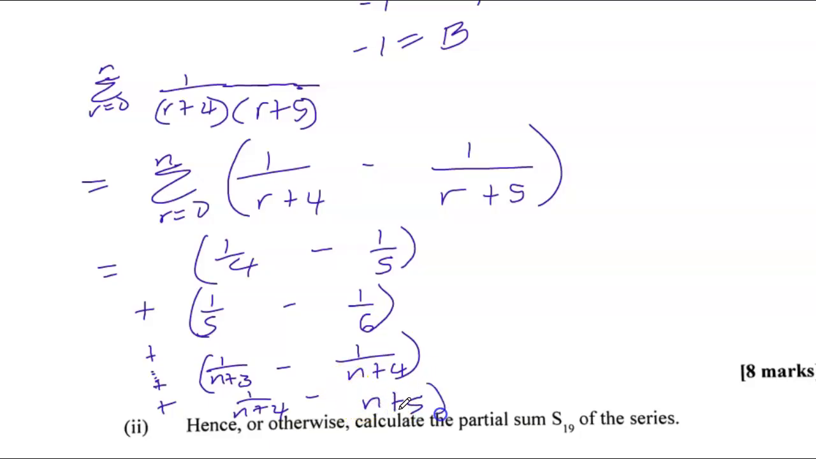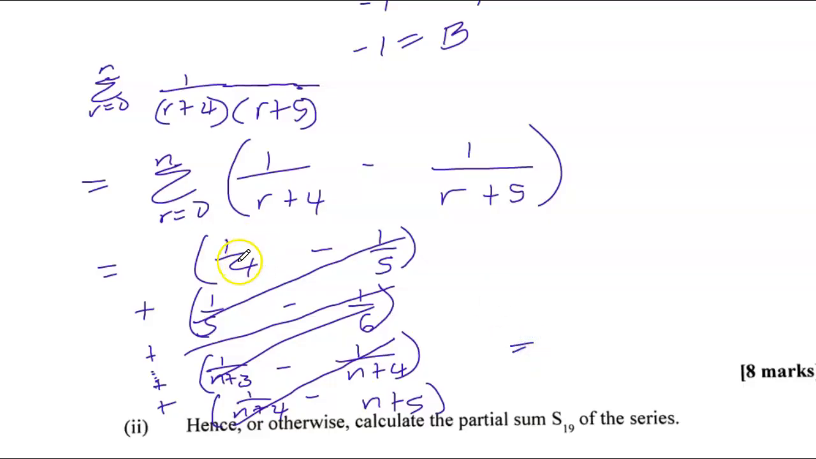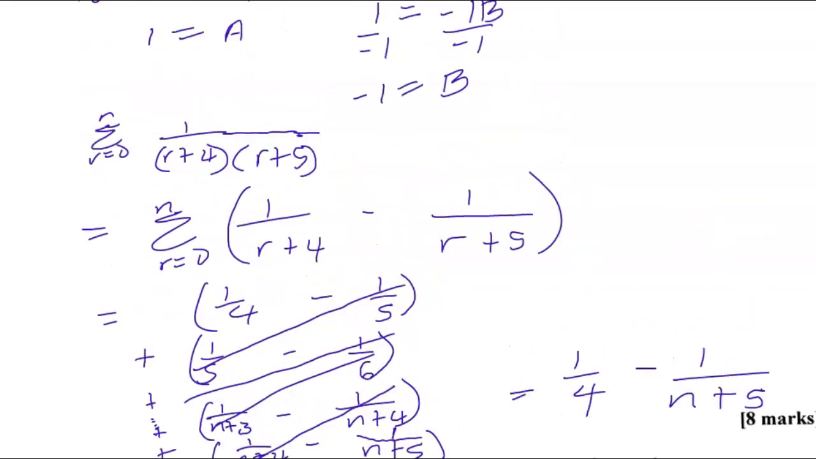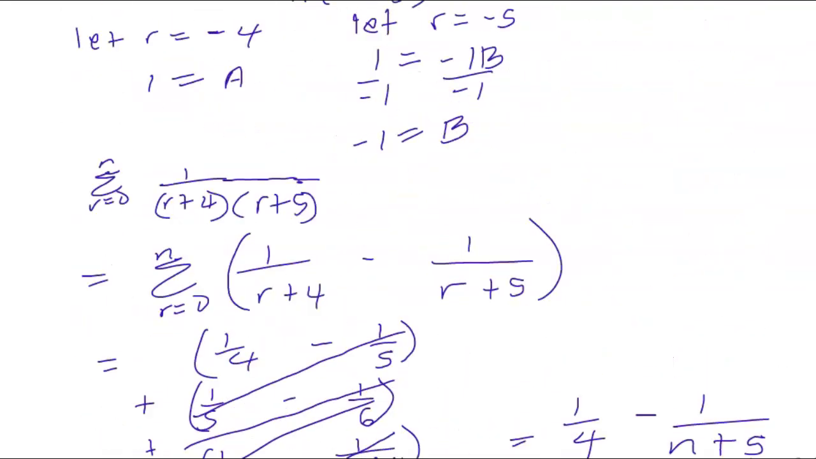And what you should notice here is something nice happening. This 1/5 cancels negative 1/5, and so on. This 1/6 cancels negative 1/6. Everything will cancel. 1 over n plus 4 cancels negative 1 over n plus 4. So what you'll be left with is the first term, a quarter, and the last value, minus 1 over n plus 5. Which is what we were asked to prove, right? A quarter minus 1 over n plus 5.